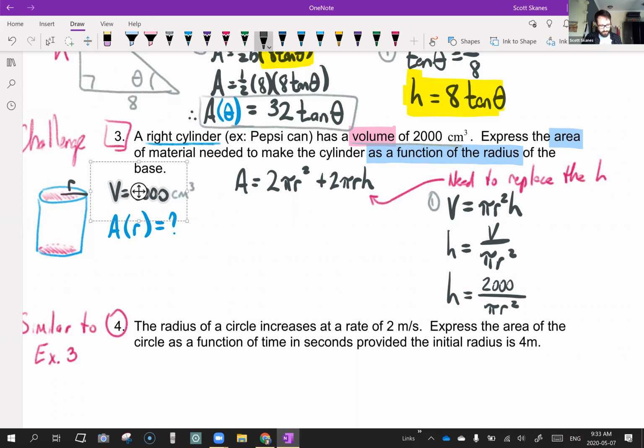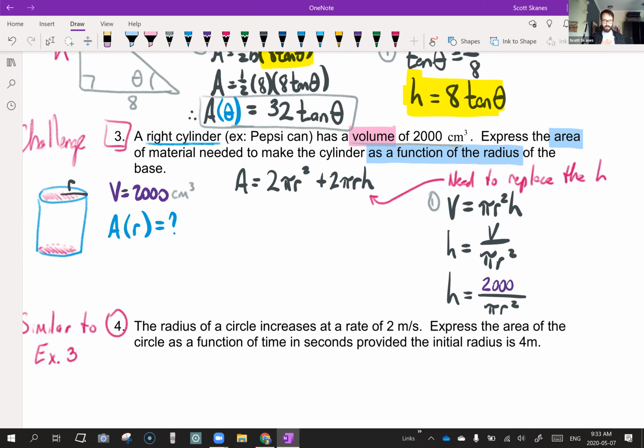Why is my pen being so evil today? So I'll make this purple. Oh my goodness. That's what I get for trying to be fancy.